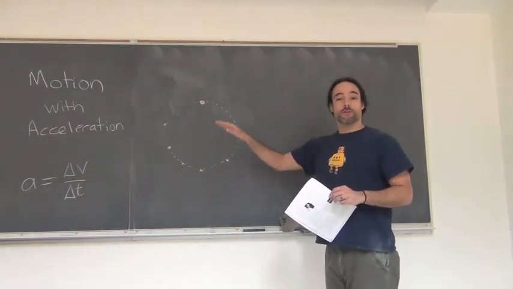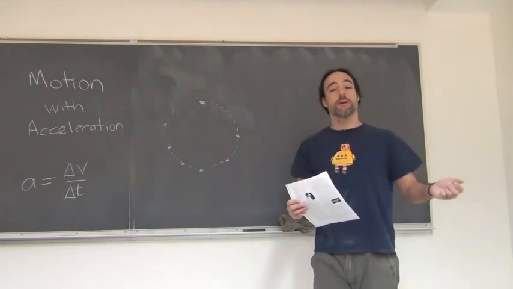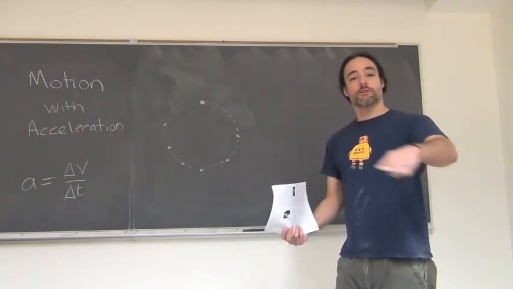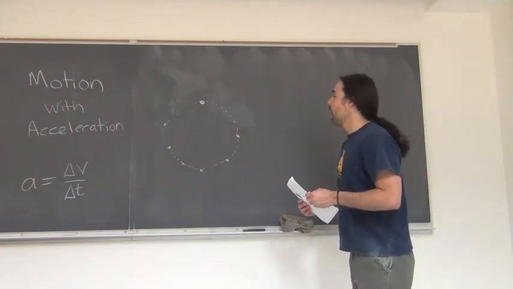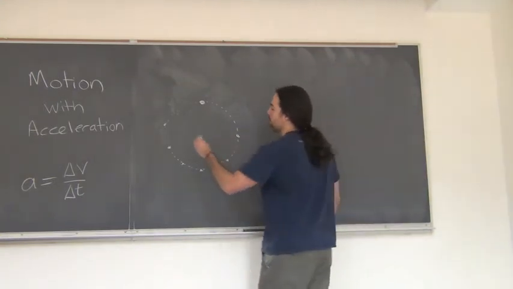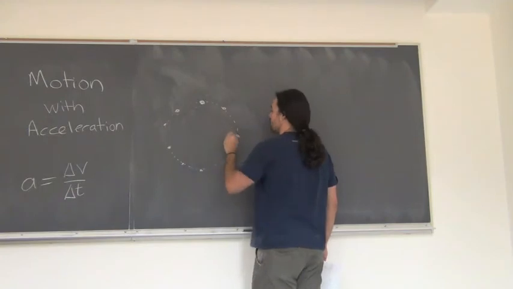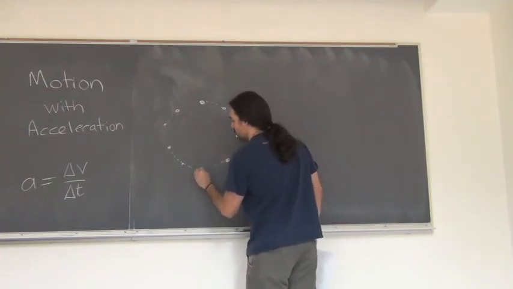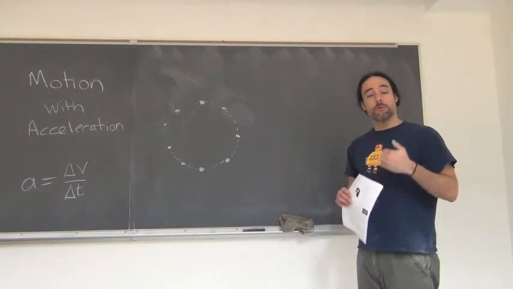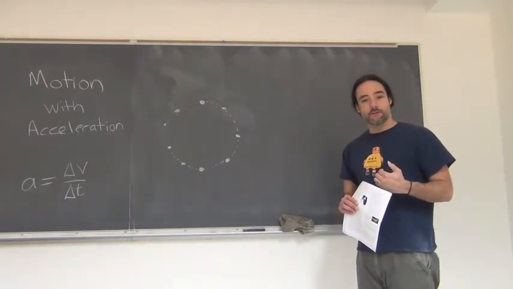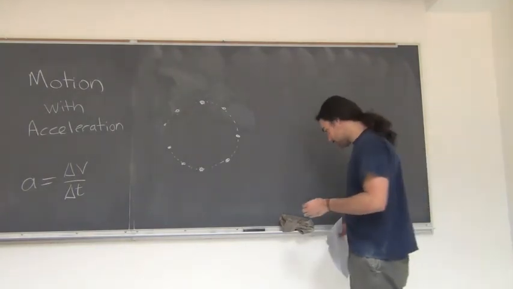Let's say you're moving in a circle at constant speed. You're just going around at the same rate all the time. Well, we can make a motion diagram. We can put different points on the circle, saying where you are at any given time. And we can also draw velocity vectors on that circle.